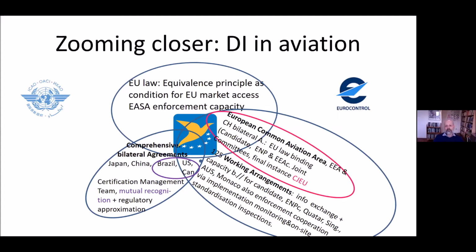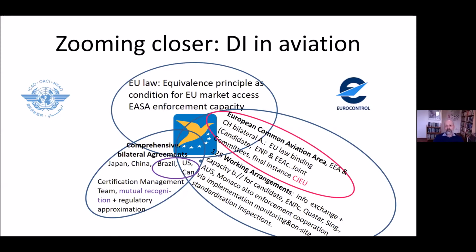Interestingly, with Brazil, the US, and Canada, there are also far-reaching common institutions, common boards, a certification management team, and a bilateral oversight board. And if you look at the regulations or directives of EASA, you will see that they even include US and Canadian directives as part of the acquis of aviation safety. So obviously there is a possibility for participation here.